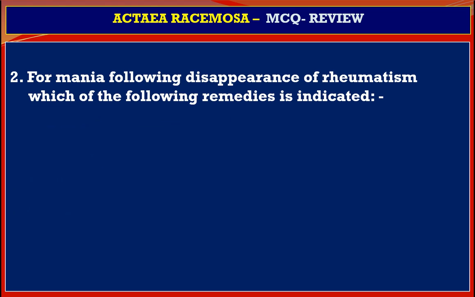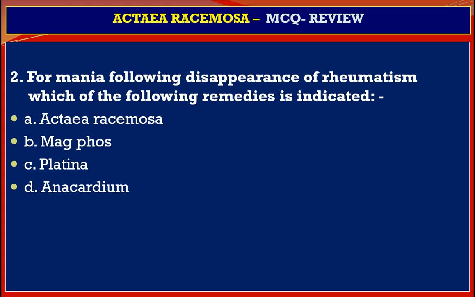Second MCQ is, for mania following disappearance of rheumatism, which of the following remedies is indicated? Variables are A. Actaea racemosa, B. Macrotys, C. Platina, D. Anacardium, and the answer is A. Actaea racemosa.